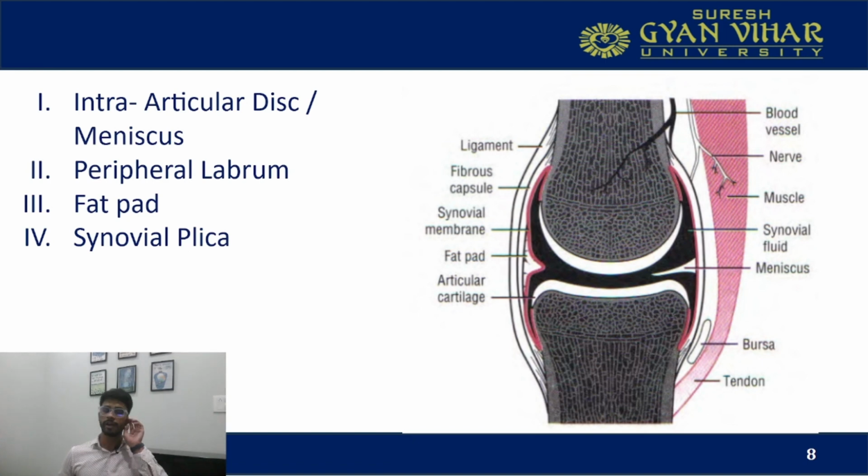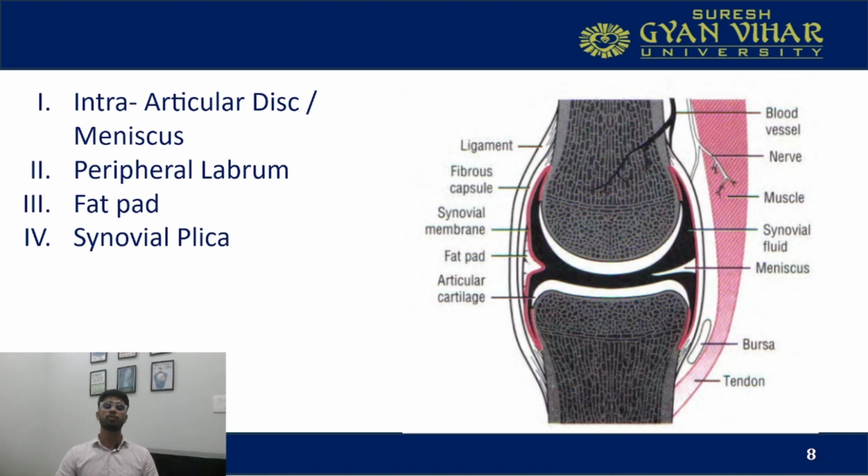Apart from this, the fat pad is present. So a function of the fat pad is also to reduce the friction as well as to provide shock absorption capacity to the joint. These are structures which are made up of adipose tissue and they are present to provide the shock absorption capacity as well as to reduce the friction.